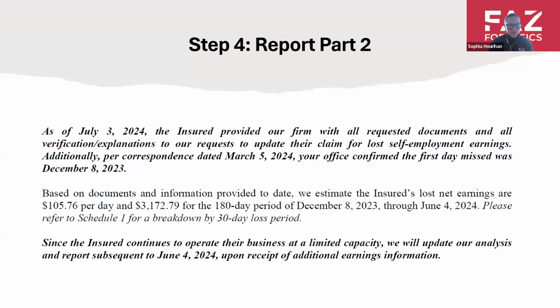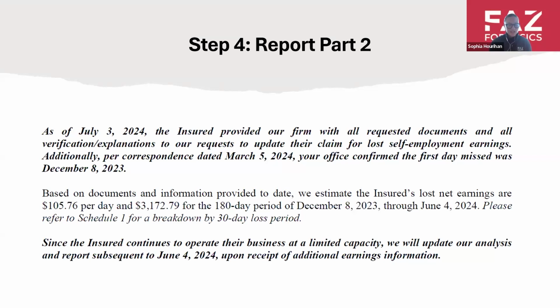Then we have our paragraph going on about the actual earnings. Based on the documents we were provided to date, the lost net earnings are 105.76 per day, and the 3,172.79 for that 180-day period. We try and be very clear about the amount of periods that we're paying out for, the actual date, and the value of that. And we also refer to Schedule 1 for the breakdown of the 30-day loss period.